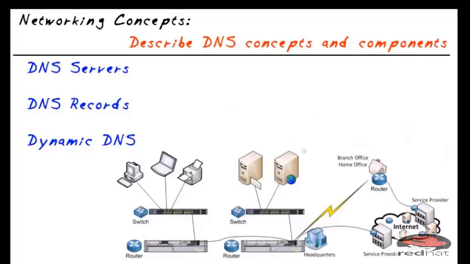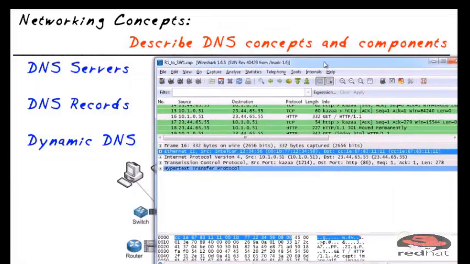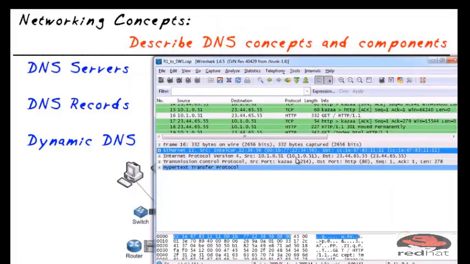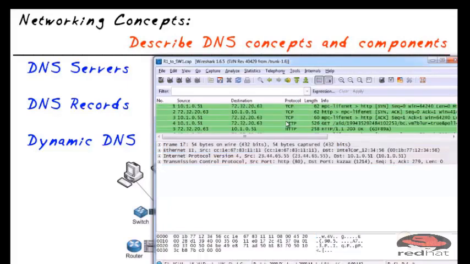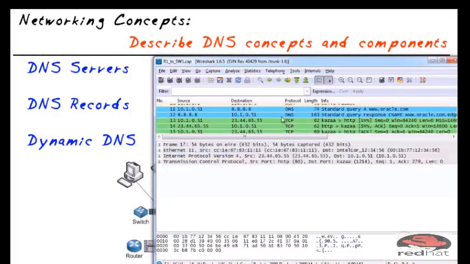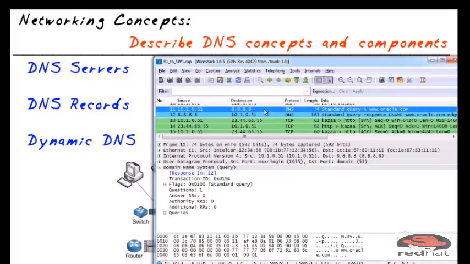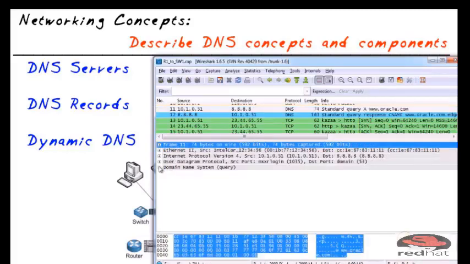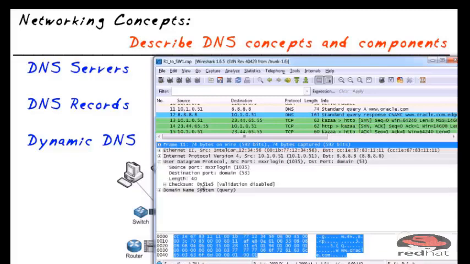So if we go back and look at our protocol analysis here, I want to point out a couple other things about DNS. So we're describing DNS concepts and components. If we dig into the DNS itself, what layer 4 protocol are we using for DNS? Are we using TCP or UDP? And if we look at this, the destination port, or the layer 4 protocol is UDP.